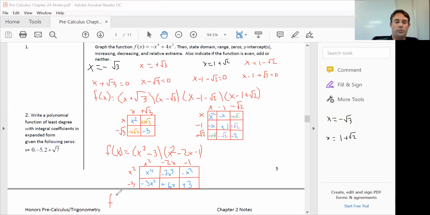So f of x equals x to the 4th minus 2x cubed minus 4x squared plus 6x plus 3. I can make that just a little bit easier to read, I think. There we go.